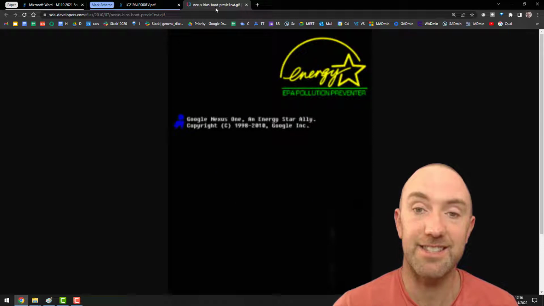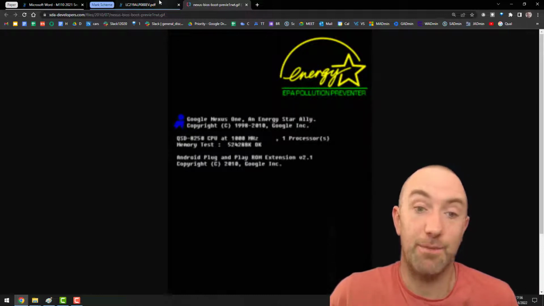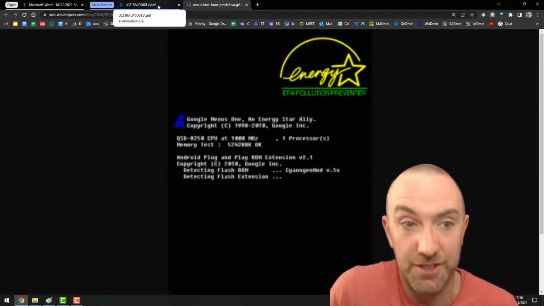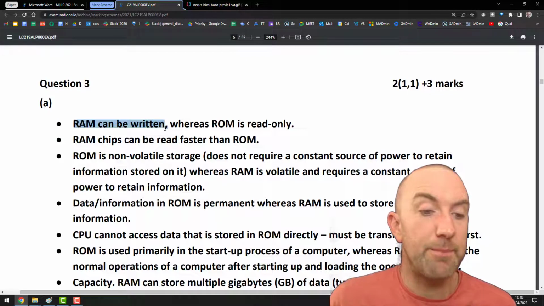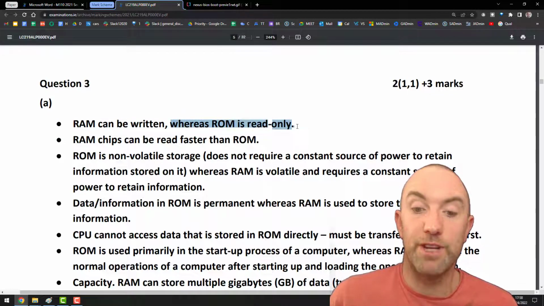Exam wise, let's talk about some of the things on the marking scheme and what they're referring to. Okay, so RAM can be written to, whereas ROM is read only.